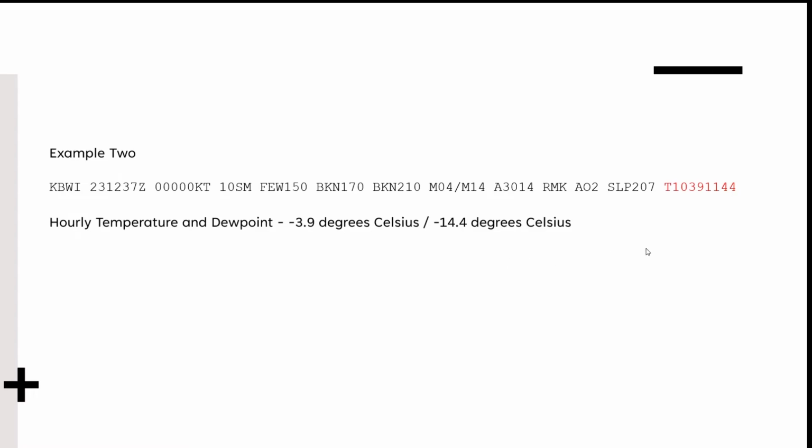Finally, we have hourly temperature and dew point. This is showing us that the temperature is minus 3.9 degrees Celsius. We know it's a minus because we have a 1 in the first digit. And we also have a 1 in the first digit for our dew point, which shows us that our dew point is minus 14.4 degrees Celsius.